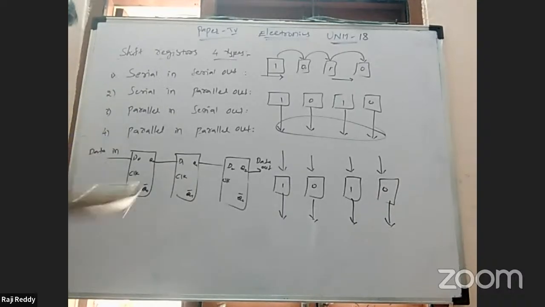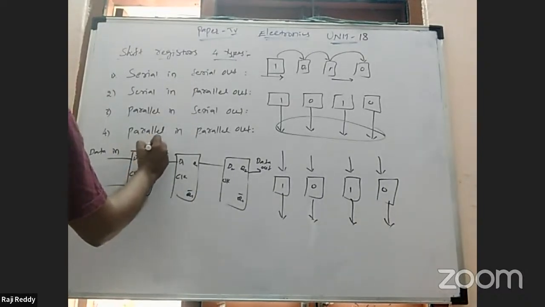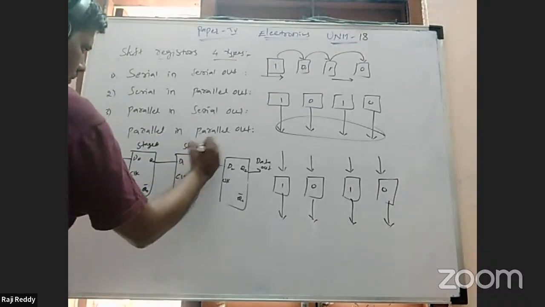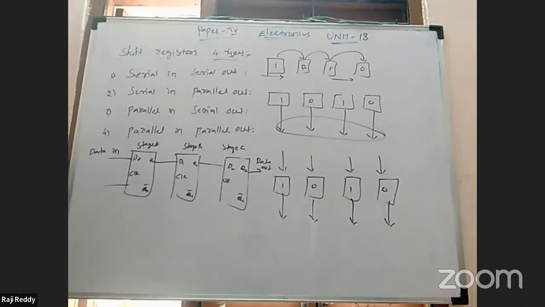This is data in, data out. Data in, that is the data out. 3 stages. This is stage A, this is stage B, this is stage C. Stage A, B, C.